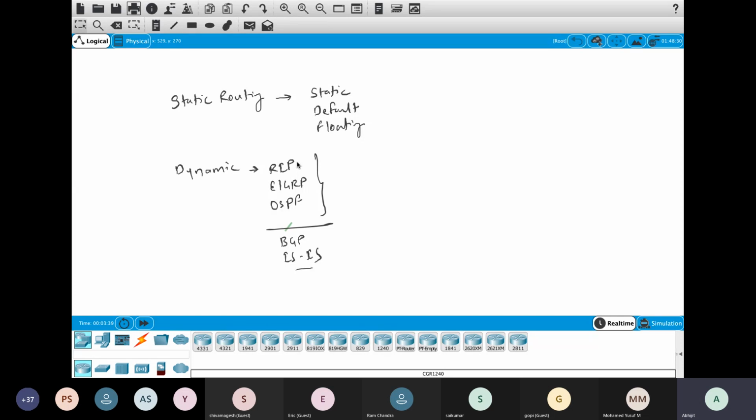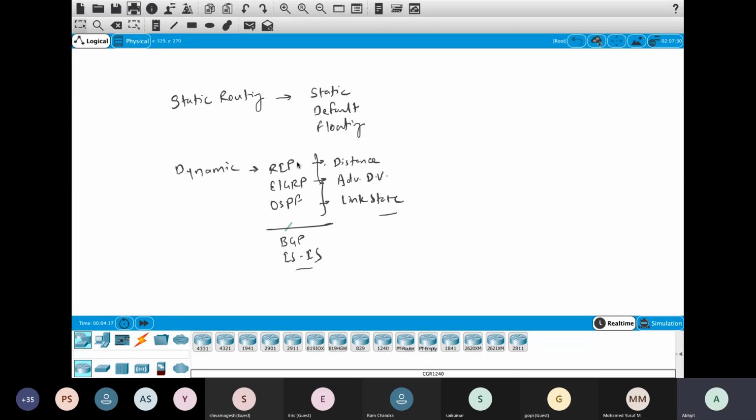And there is a categorization that is done for all of these routing protocols. RIP is called a distance vector routing protocol. EIGRP comes under the advanced distance vector routing protocols, and OSPF comes under link state routing protocols. Right? We'll be discussing each and every protocol that we have here, but what we are going to discuss in this particular session is Routing Information Protocol.